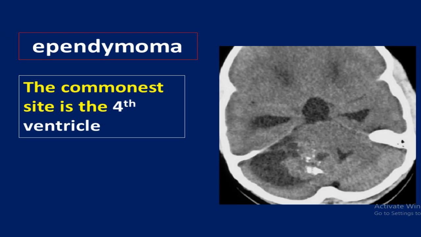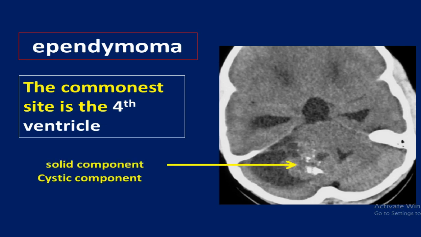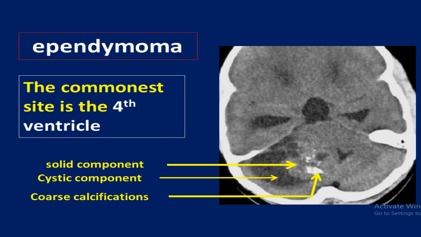Ependymoma. The commonest location of ependymoma is the fourth ventricle, especially the lateral recess of the fourth ventricle, and it has three characteristic features. Number one, the solid component. Number two, the cystic component. Number three, the coarse calcifications of the tumor. And these three components can differentiate ependymoma easily from any other lesion in CT brain.